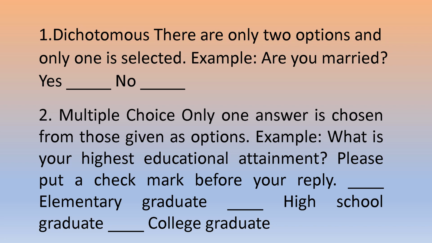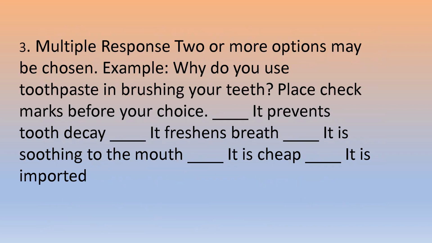Example, what is your highest educational attainment? Please put a check mark before your reply. Elementary grade, high school grade, college grade. Okay, so what you are going to do is just put a check mark. Number 3 is the multiple response. Two or more options may be chosen.